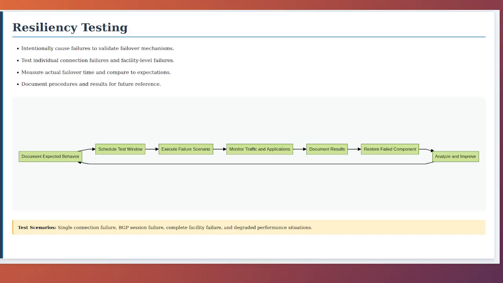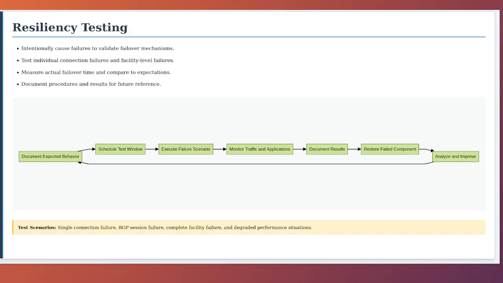The diagram shows a testing workflow. You begin by documenting the expected behavior during the failure scenario. What should happen when a connection fails? Which path should traffic take? How long should failover take? Then you schedule the test during a maintenance window or low traffic period to minimize impact.